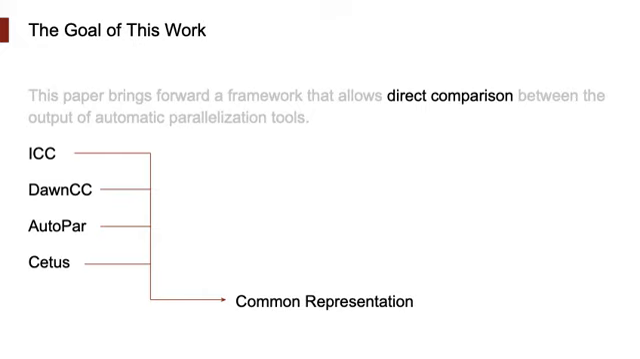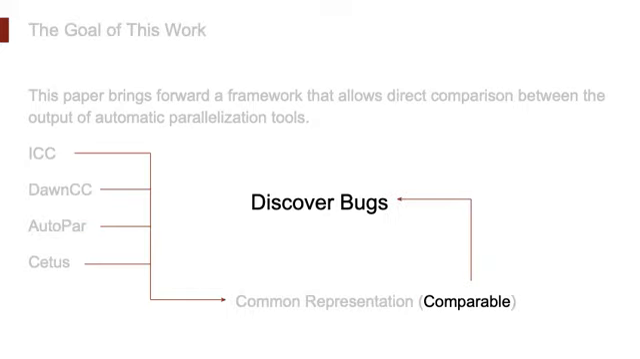By direct comparison, we mean that we want to be able to convert the output of these tools, in this case annotated programs, to a common representation. If we can translate their outputs to a common representation, then we can compare these outputs. Our intention, in the end, is to use this capability to compare the output of these auto-parallelizers to find bugs in some of them. If they produce different outputs, then it's possible that some of the divergent tools have bugs.